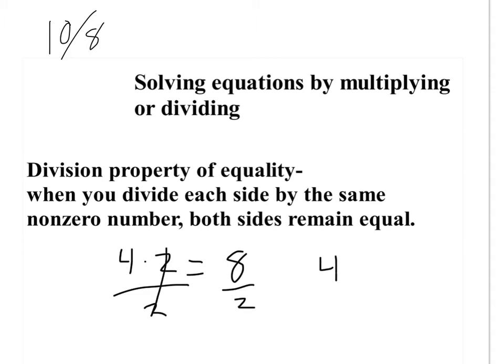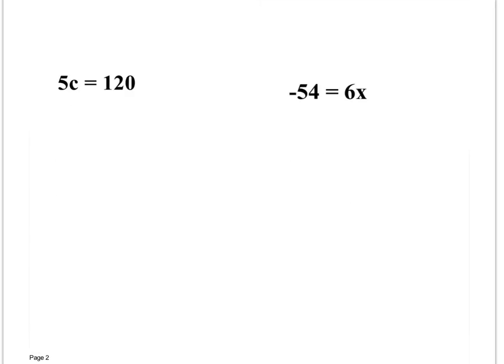Are they still equal to each other? Yes. Because 8 divided by 2 is 4. So when you divide both sides by the same number, they're equal. It's just like yesterday where you added the number to both sides, it remained equal. If you subtracted the number from both sides, it remained equal. We're going to put division property to use.